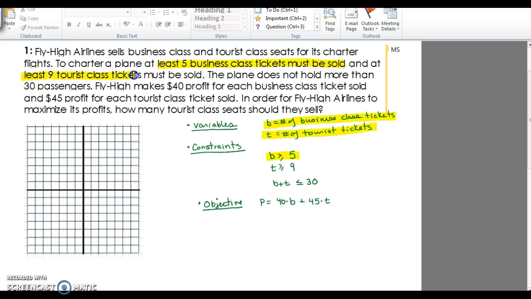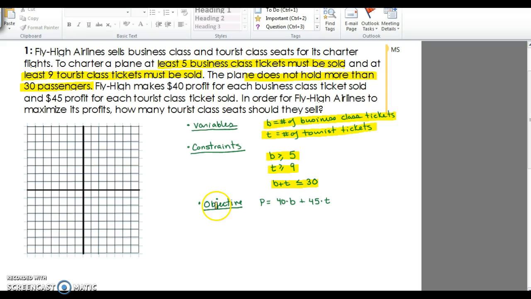At least 9 tourist class tickets must be sold. So T is greater than or equal to 9. And the plane does not hold more than 30 passengers. So business plus tourist tickets has got to be less than or equal to 30.